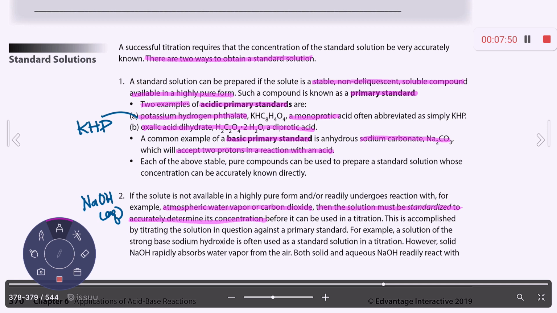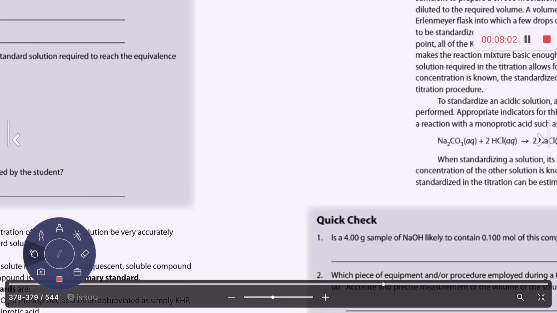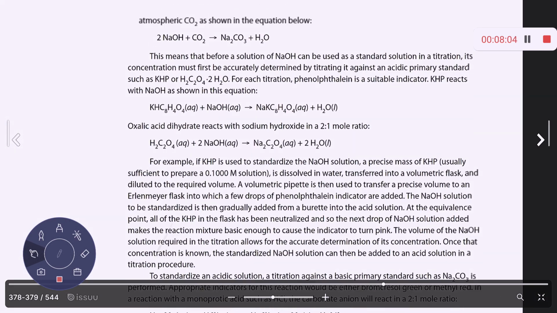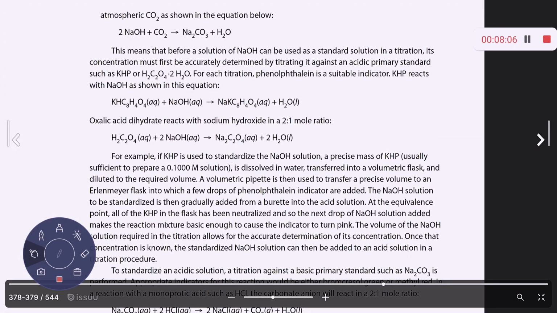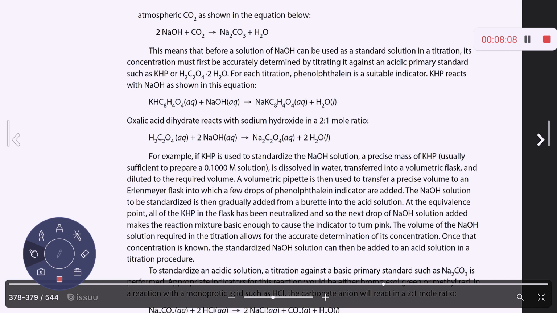Here it tells you right here that solid NaOH rapidly absorbs water vapor from the air. And if you go on to the next page, NaOH reacts with carbon dioxide to form sodium carbonate in water. So that means that's really why your concentration is going to change. I think that's all that we need to know there.